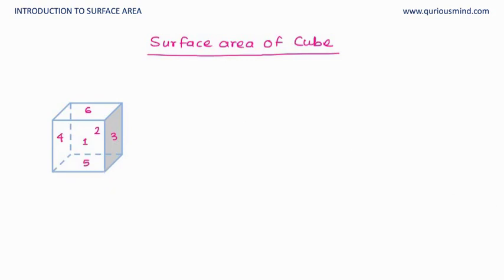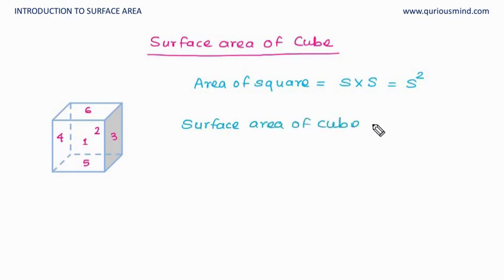So we know what the area of a square is. That is equal to side into side, or also shown as S square. And we have 6 congruent squares, and that means the surface area of the cube would be 6 times S square.